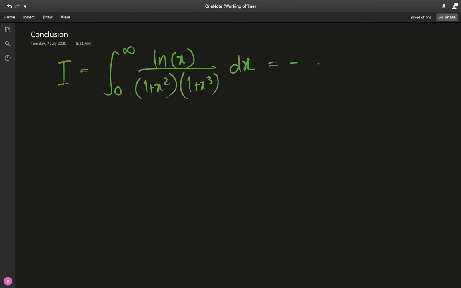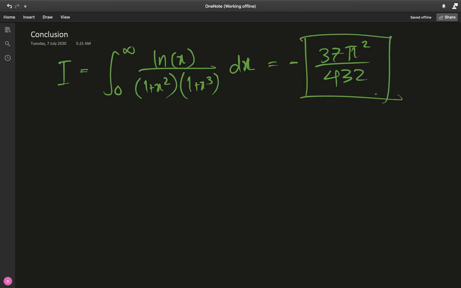And then we used partial fraction decomposition, got a bunch of integrals, which was a painstaking job to calculate, but we finally got this nice answer of minus 37 pi squared over 432. Unexpected, the pi's drop in again out of nowhere with just a natural log and polynomial factors in the denominator. But that's how life is, that's how math is.